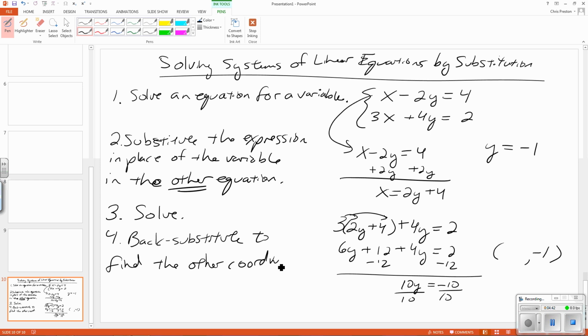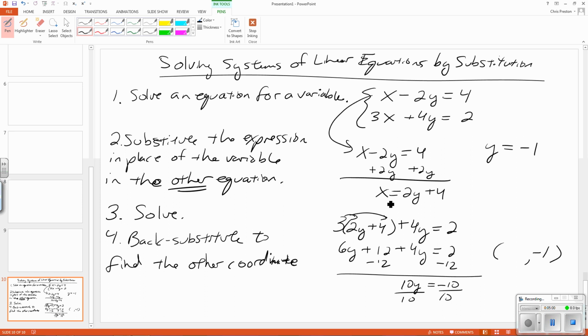And again, if you're dealing with complicated types of equations, you'd always go to the simpler equation to plug this y equals negative 1 in. But since these both are linear equations, you can plug it in for y in this equation, or plug it in for y in this equation.